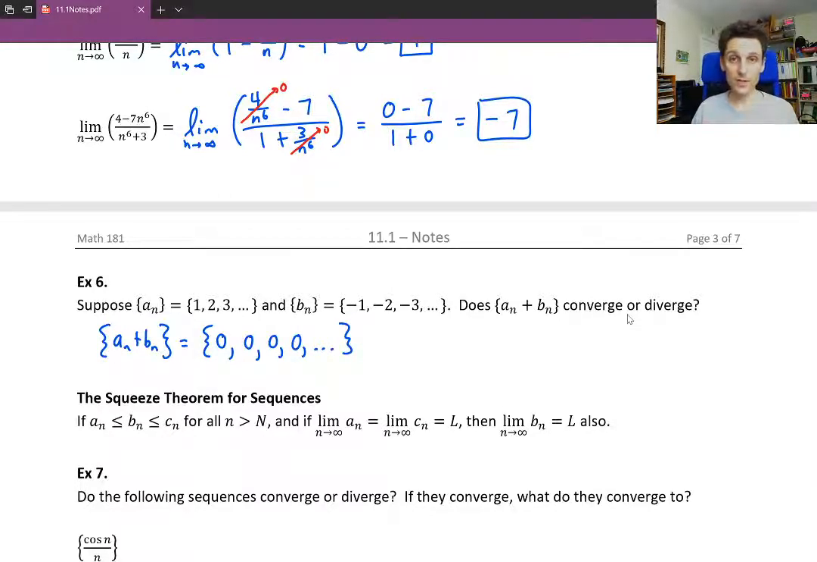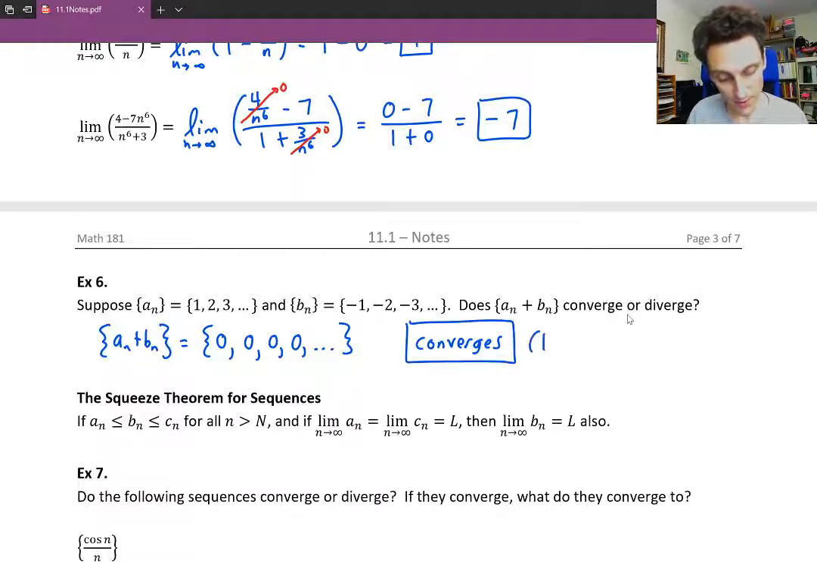So when we look at this new sequence, does it converge or diverge? If you said converges, that would be correct, because it converges to 0. In fact, it's at 0 the whole time. It doesn't get away from 0 at all. It converges to 0. So it's interesting that even though you might have two sequences that both diverge, when you add them together, you might get a convergent sequence. So that's just an interesting thing to note. There might be like a cancellation effect going on between these sequences when you combine them together.